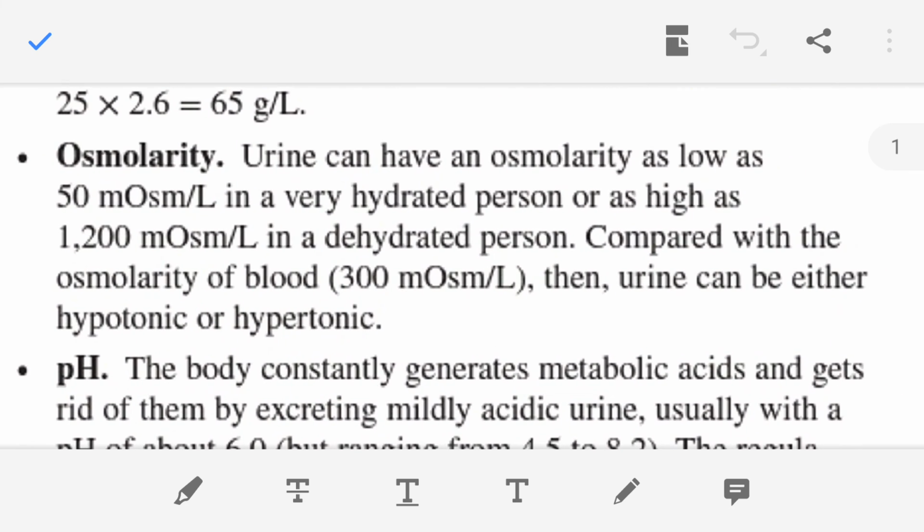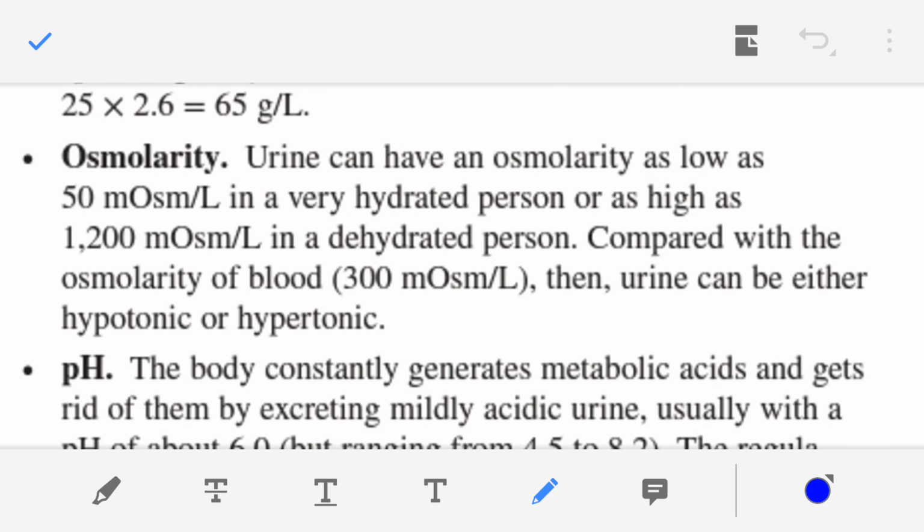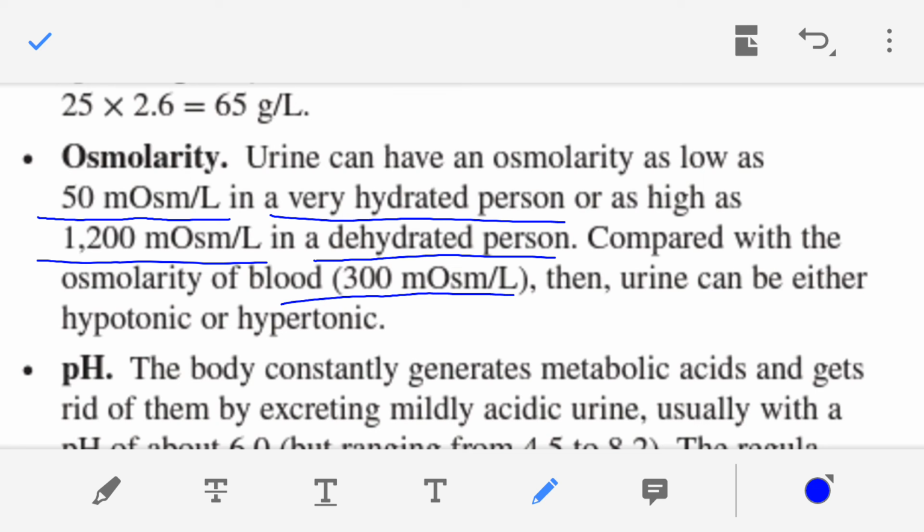Now the osmolarity of the urine. Urine can have osmolarity as low as 50 milliosmol per liter in a very hydrated person. So if a person is taking in a good amount of water, drinking good water, the osmolarity of urine can be 50 milliosmol. Or if a person is suffering from dehydration, at that time the osmolarity of the urine can reach up to 1200 milliosmol per liter, and the osmolarity of blood is generally 300 milliosmol per liter. So the urine can be either hypotonic or hypertonic to the blood osmolarity.